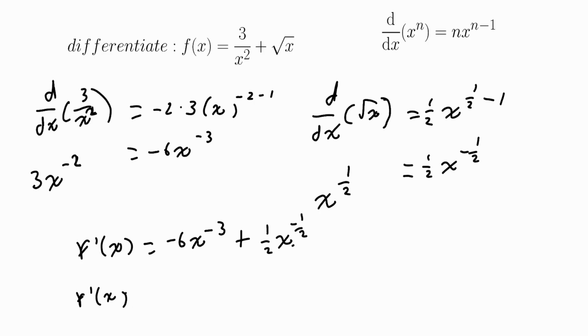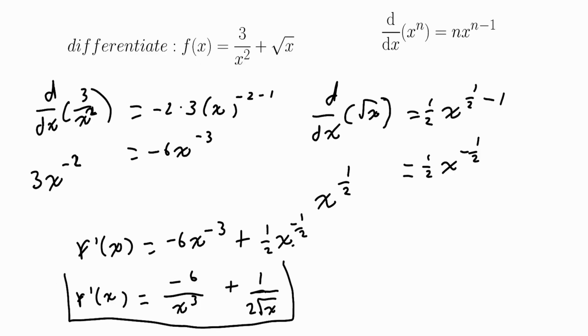So it'll be f prime of x is equal to, again, we turn our negative exponents into positive exponents. So it's negative 6 over x cubed plus, same thing here, it's going to be 1 over 2 times the square root of x. And again, the square root of x is just x to the 1/2, but we turned it back into the square root. And this will be our final answer. Definitely much faster than using the limit definition.